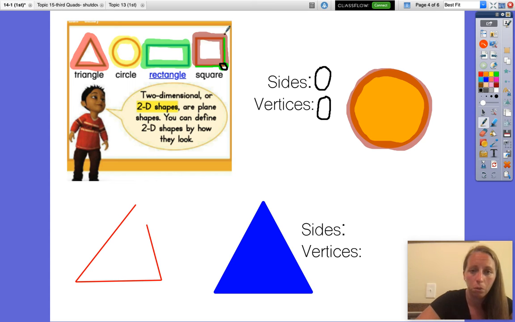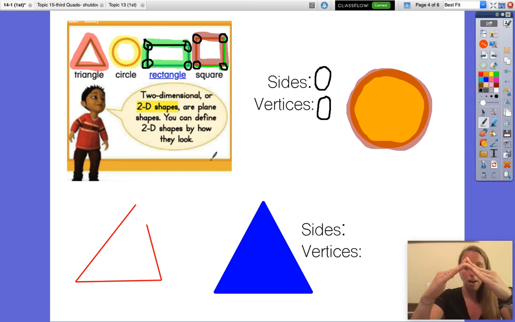So a square has 1, 2, 3, 4 vertices. A rectangle also has 1, 2, 3, 4 vertices. It's where one side and another side come together and meet. So where they cross together, that would be a vertice. A circle doesn't have any straight sides that cross together, so it has 0 sides and 0 vertices.